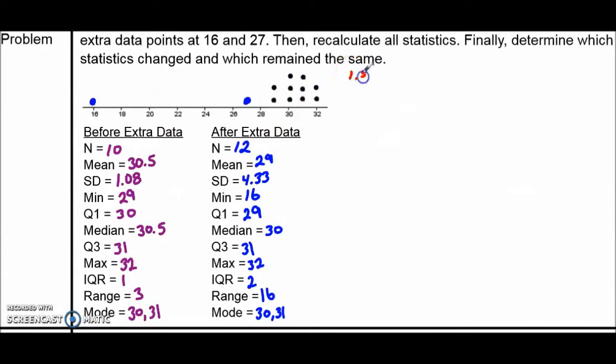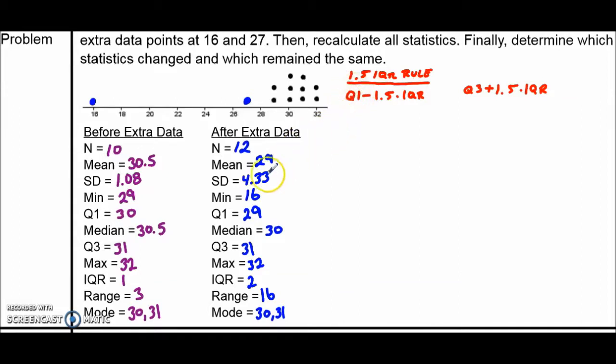So the 1.5 IQR rule for finding outliers goes like this. My boundaries will be: if I have Q1, quartile 1, and I subtract 1.5 times the IQR, that's the lower boundary, and the upper boundary is if I have quartile 3 and I add 1.5 times the IQR. Anything outside of those boundaries is an outlier. So let's plug in the values here and find my boundaries.